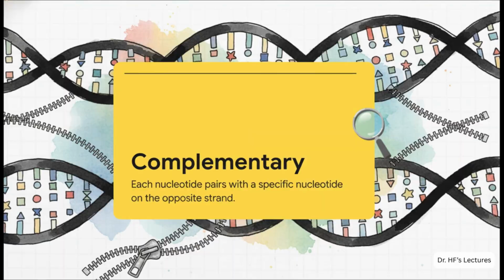Right off the bat, before we get into all the complex mechanics of the double helix, we need to lay down our foundation. What exactly does the word complementary mean when we're talking about DNA? In this context, complementary simply means that each nucleotide on one strand pairs with a very specific nucleotide on the opposite strand. They aren't twins, right? They're perfect matching partners. Think of them like two halves of a zipper that are uniquely designed to interlock with one another. If you can grasp this core definition, you're already halfway to acing this topic.